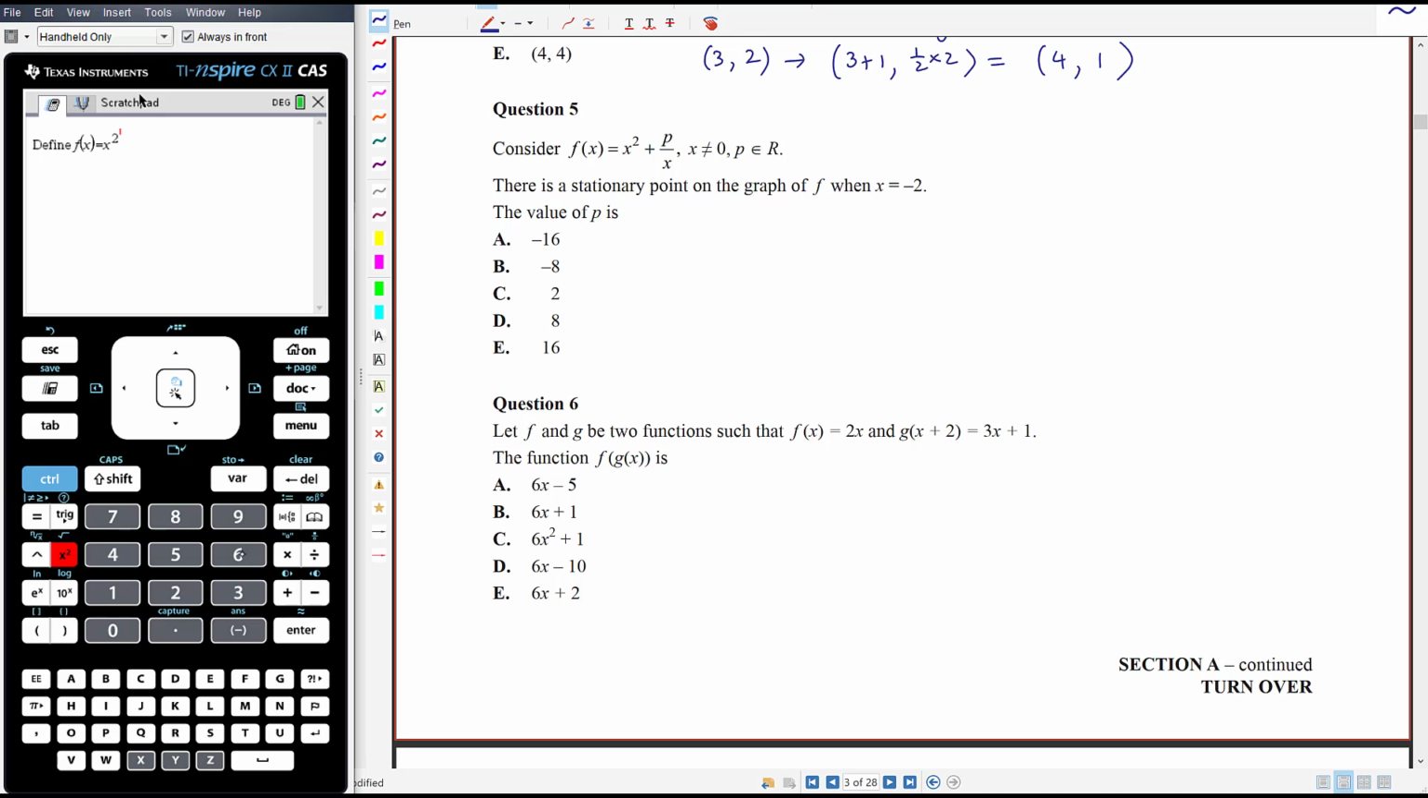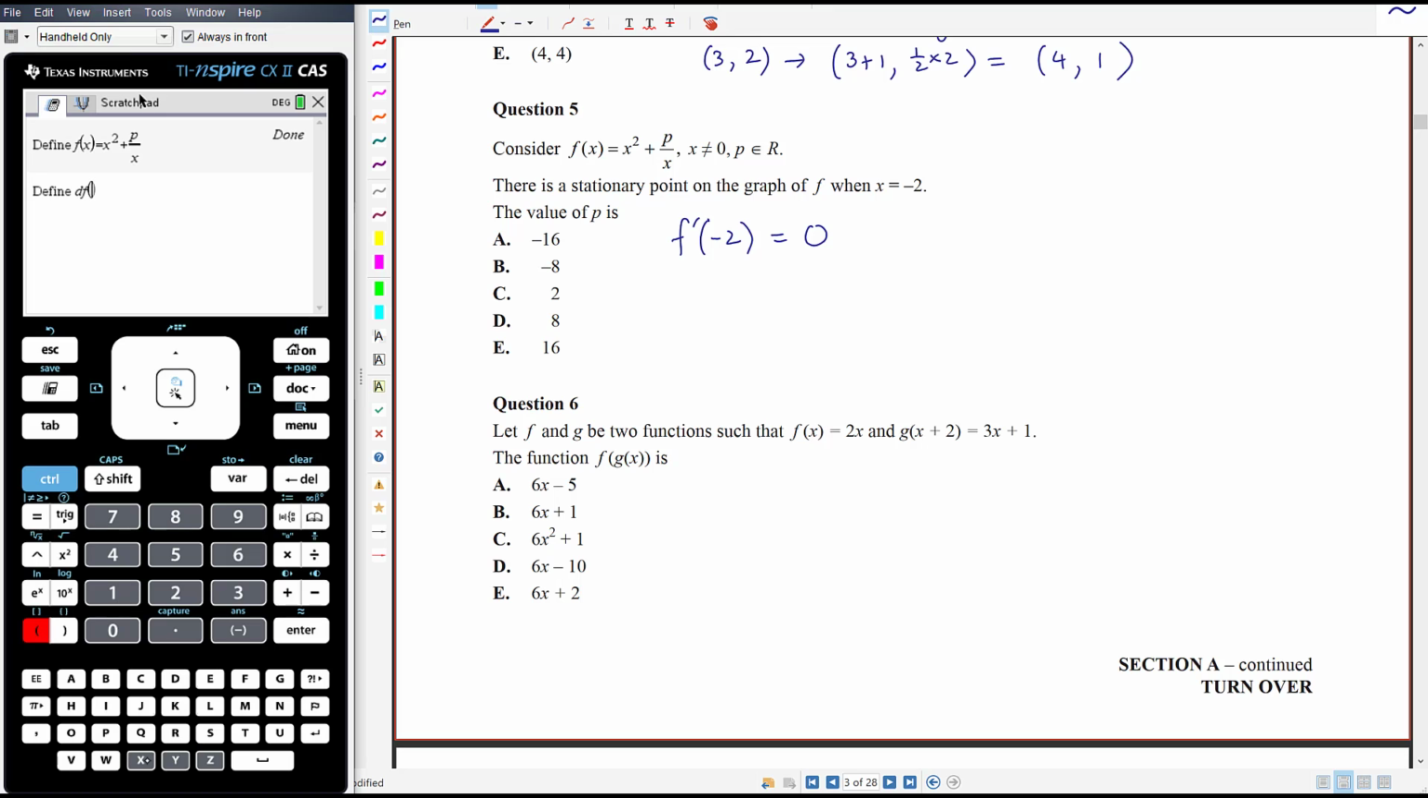So if I define that function, and then the stationary point on the graph of f when x equals -2 tells us that f dash of -2 is equal to 0, and then we should be able to solve that to find p. So you might choose, it's a bit easier when you have to substitute numbers into a derivative, it's a bit cumbersome in the CAS, so it's a bit easier sometimes to actually just define the derivative function.